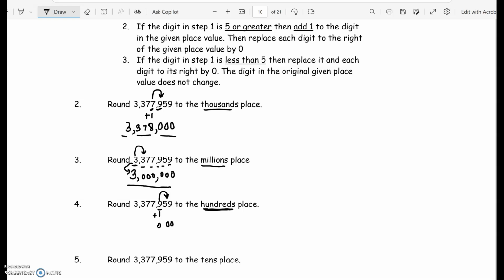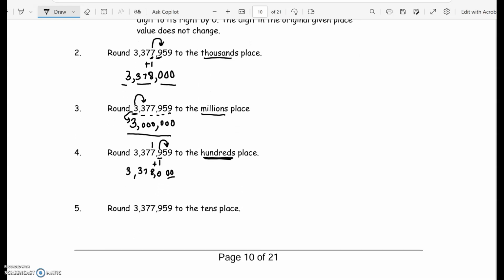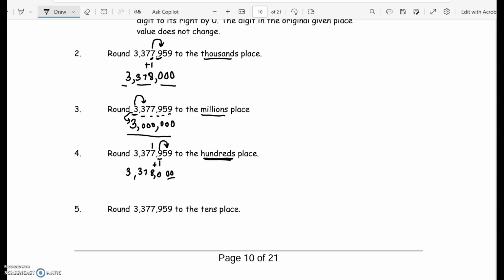9 plus 1 is 10. 7 plus 1 is 8. Remember, just add a 1 and do the usual addition. So it's 3,378,000. Make sure if it's in the hundreds place, the last 2 are zeros. Adding a 1 to 9 made it a 10. We carried the 1 over, and that's how you get the 3,378,000.